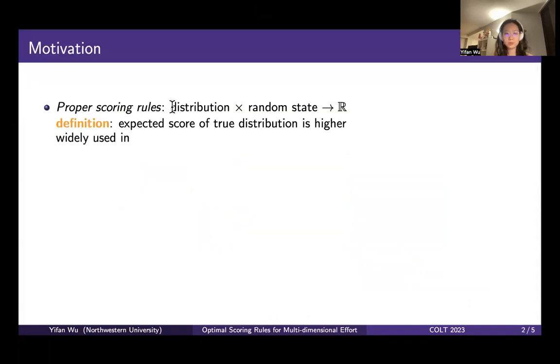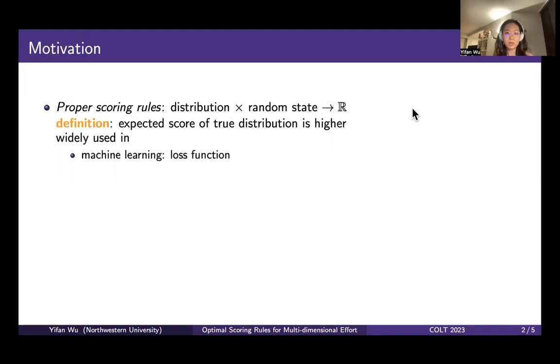So proper scoring rules are used to evaluate a prediction distribution. The prediction is evaluated against a random state from the distribution, and the output is a real value score. The definition of properness is when the expected score of the true distribution of the random state is higher than any other distribution. With this definition, proper scoring rules are widely used in machine learning as a loss function.